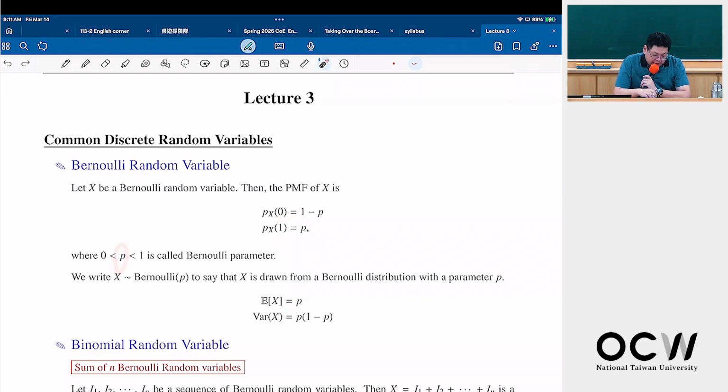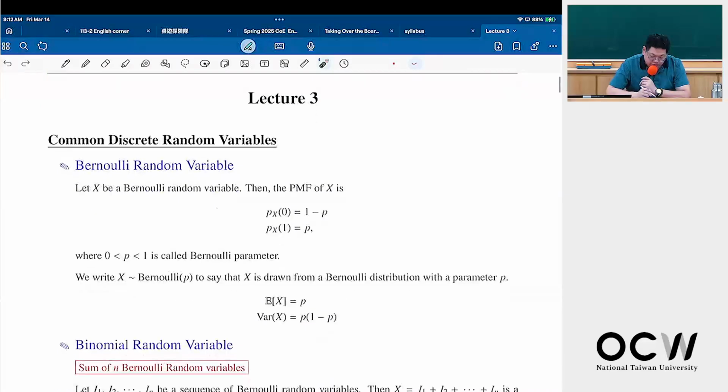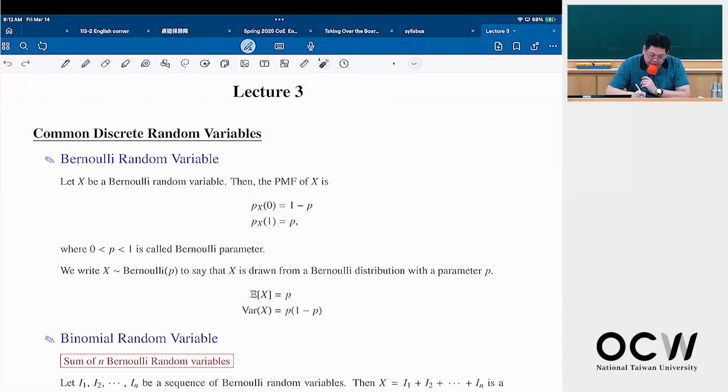This P is called the Bernoulli parameter, and we write it this way: X is Bernoulli with P. That means X is drawn from the Bernoulli distribution with the parameter P. You can find the expectation pretty easily, 1 times P plus 0 times 1 minus P, so you get P. And the variance will be your multiplication of the PMF. Okay, that is Bernoulli.